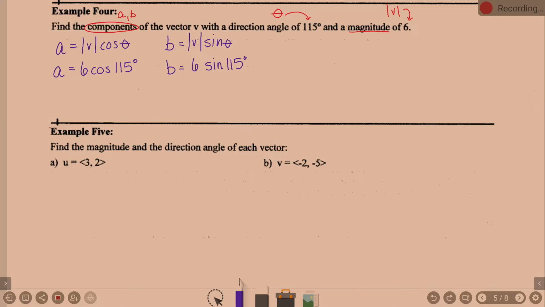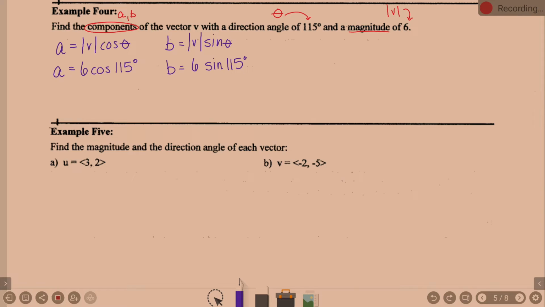If you take a brief moment and think about 115, my brain starts to think, how far is 115 from 180? 115 from 180 is 65. Is that one of our reference angles? No. If it was 30, 45, or 60, I could use my chart, right? It's not one of my reference angles, so I can't go to the unit circle. I have to go to the calculator.